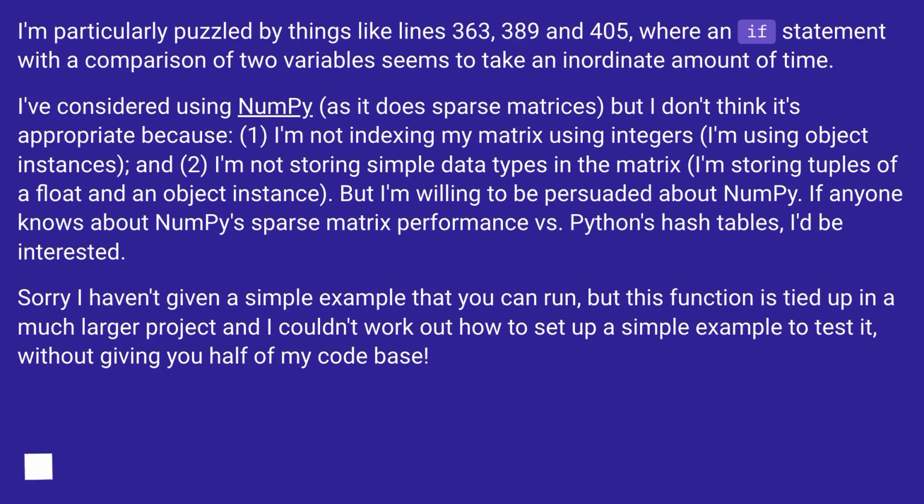I've considered using NumPy, as it does sparse matrices, but I don't think it's appropriate because, 1. I'm not indexing my matrix using integers, I'm using object instances, and 2. I'm not storing simple data types in the matrix, I'm storing tuples of a float and an object instance. But I'm willing to be persuaded about NumPy. If anyone knows about NumPy's sparse matrix performance versus Python's hash tables, I'd be interested.